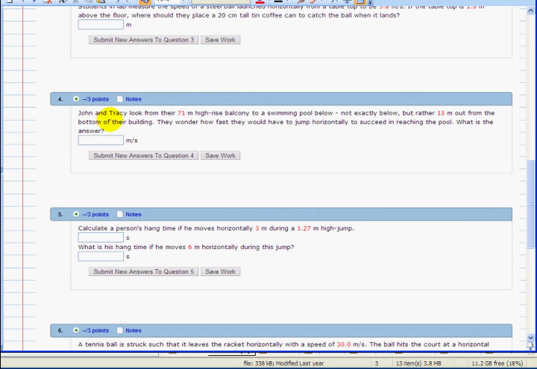Number 4 reads, John and Tracy look from their 71-meter high rise balcony to a swimming pool below. Yeah, not very realistic to jump 71 meters. But that's okay. Not exactly below, but rather 15 meters out from the bottom of their building. They wonder how fast they would have to jump horizontally to succeed in reaching the pool. What is the answer? So, little Jackie Chan physics for you, little stunt physics.